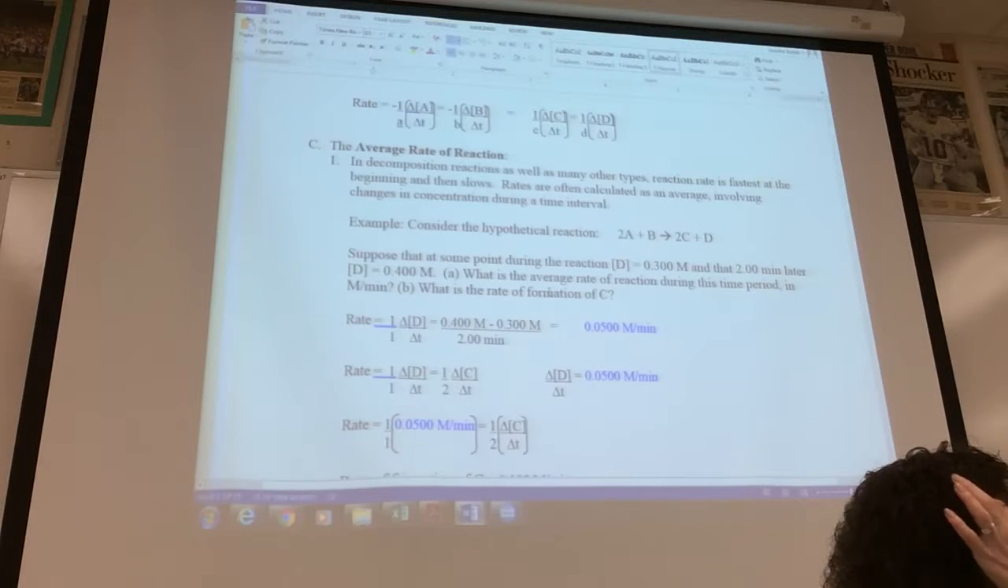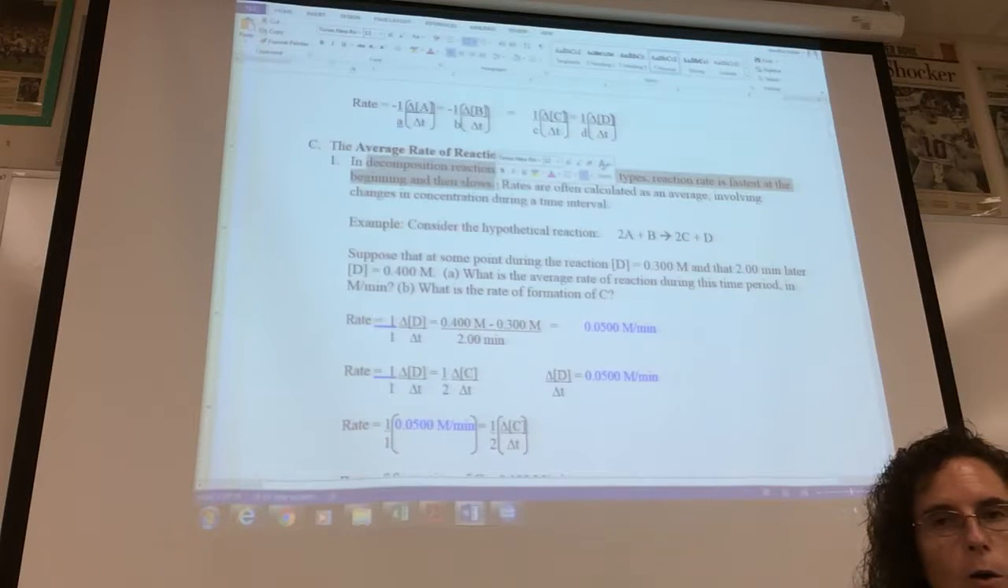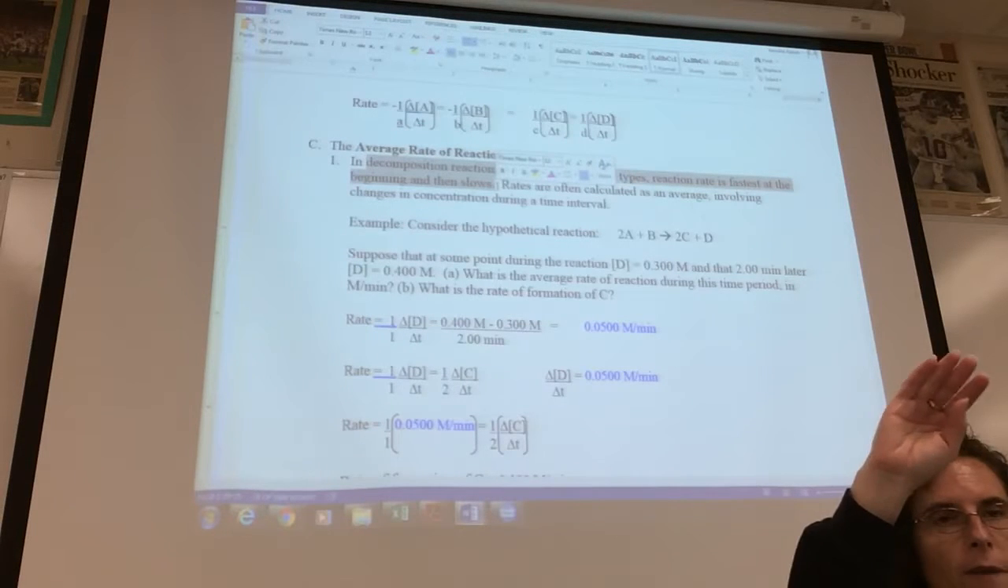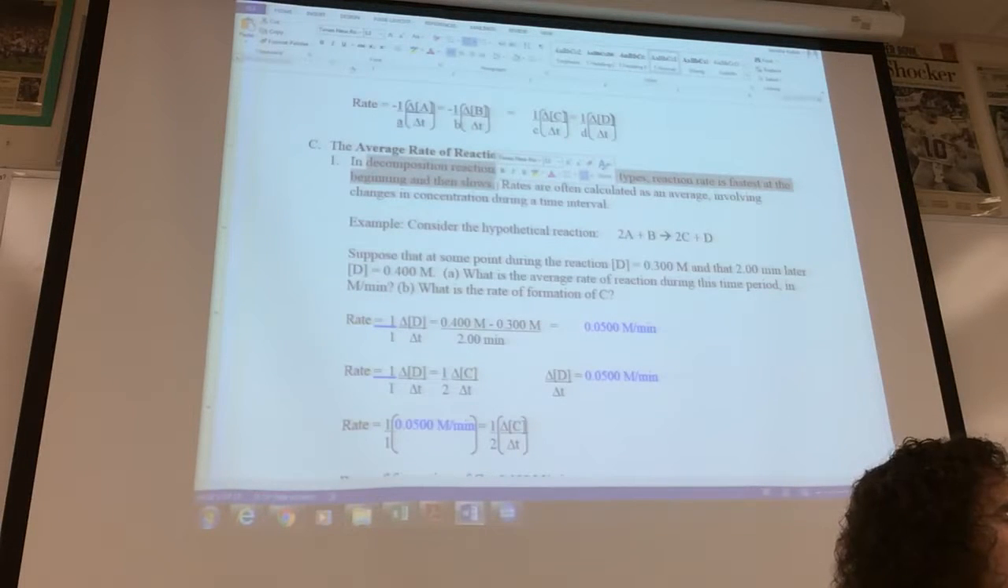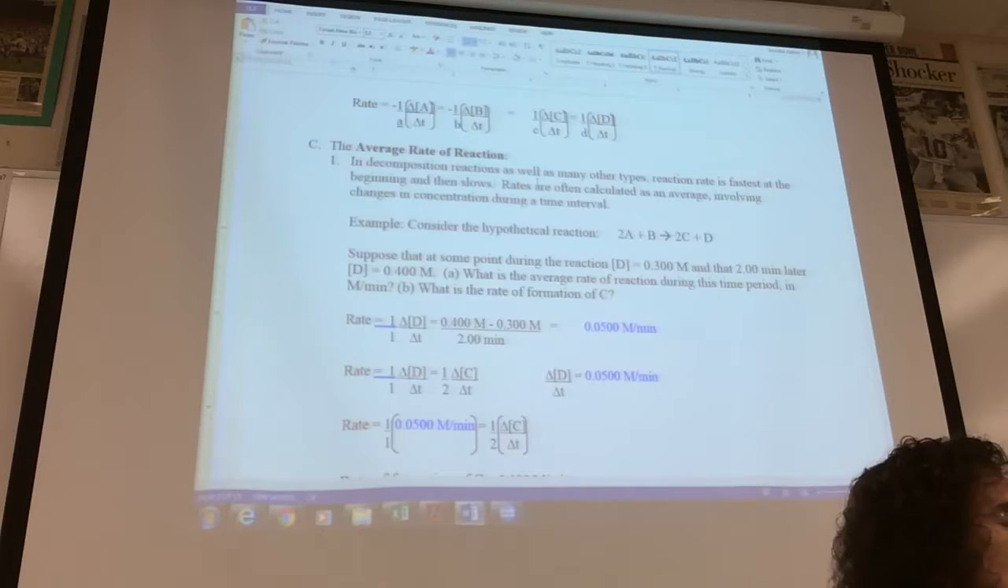For example, in decomp reactions, as well as many other types, the reaction rate is fastest at the beginning and then it slows. This is what you saw in the Pogil packet. It's really quick and then it levels off. That's because as you have utilized more and more material, there's less material to react, so your rate's going to slow. Typically, rates are calculated as an average.